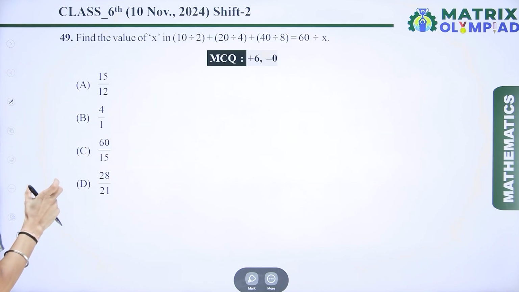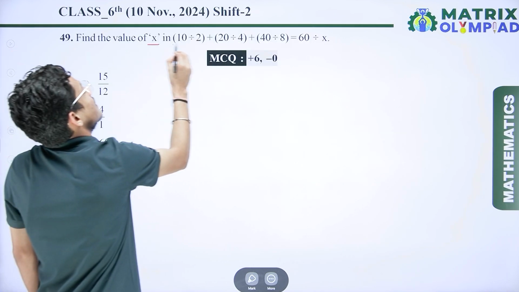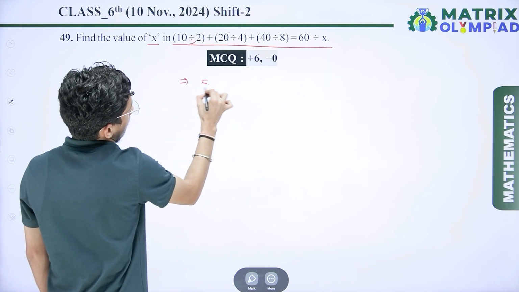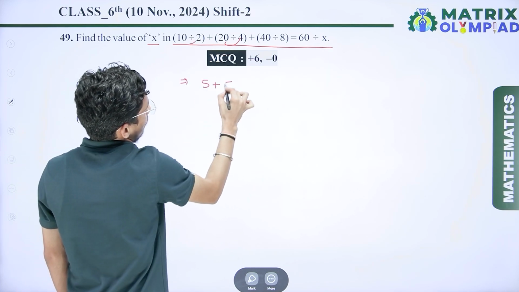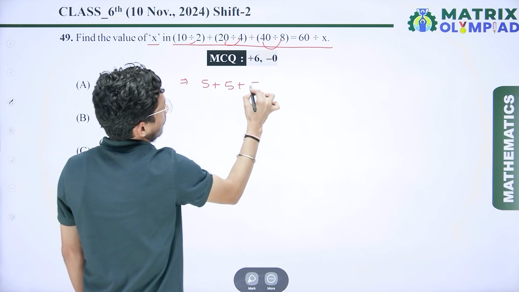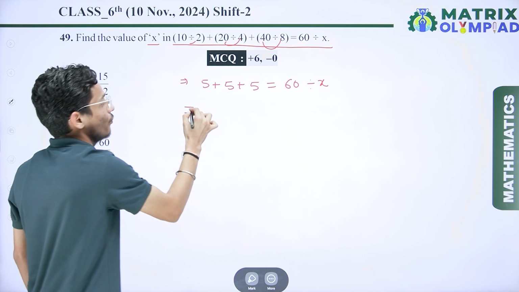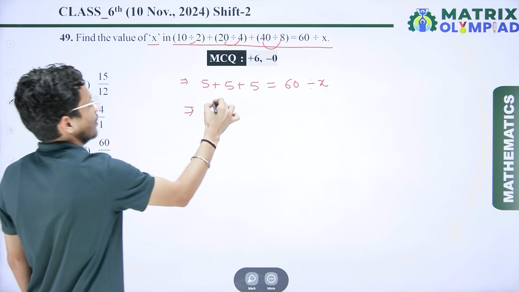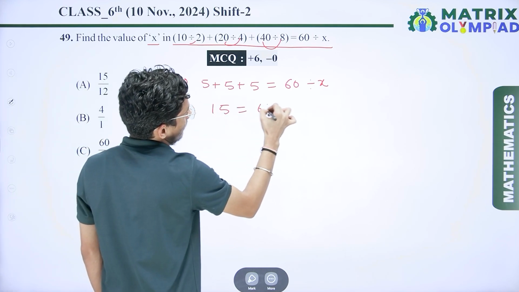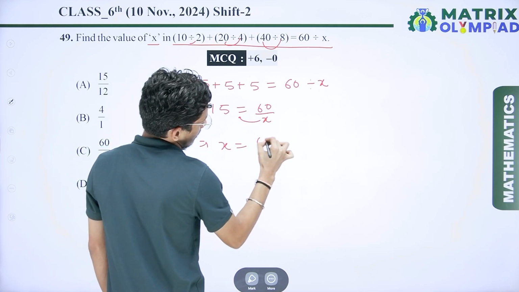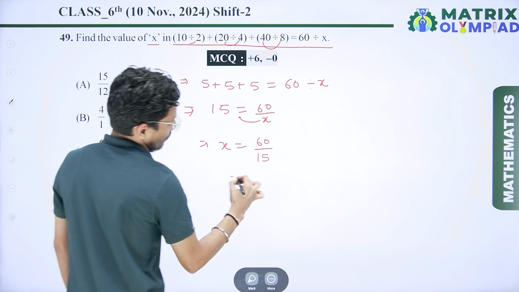If I talk about the next question, that is, find the value of x in the given equation. So here if I divide here, I get 5, plus if I divide here, I get again 5, if I divide here, I get again 5, is equal to 60 divided by x. So we know 5 plus 5 is 10, 10 plus 5 is 15. So I write here 15 is equal to 60 divided by x. So simply I can say that x is equal to 60 upon 15.